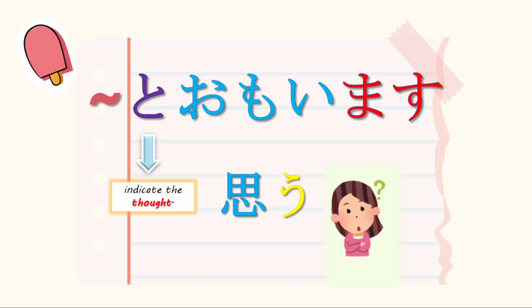So whatever your thought is going to come before to, right? And that's what this arrow indicates. So your thought, then you add the to particle, and then you say omoimasu to say that I think blah blah blah. I think it's clear?